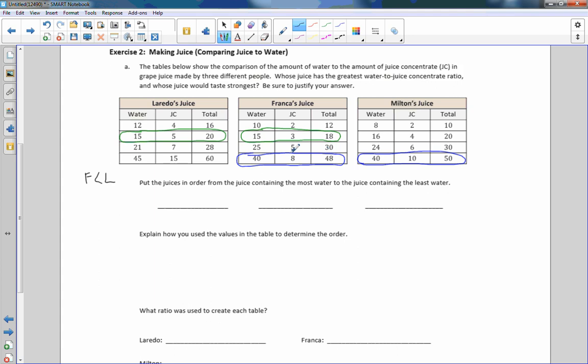Then when I compare Francesca and Milton, they both have the same amount of water, 40 and 40. But then I look and Milton has 10 parts juice to Franca's 8 parts. So Milton has more juice. So it looks like Franca has the least amount of juice of all of them. So here I could say Milton's juice has a greater amount of juice in it than Franca. So now we know that Laredo has more than Franca and Milton has more than Franca.